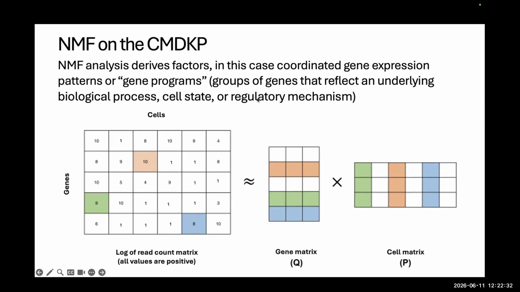On the CMDKP, we've done something very similar. In this case, NMF analysis derives the factors. Those are coordinated gene expression patterns, or what we call gene programs. Those are just groups of genes that reflect some sort of underlying biological process, cell state, or regulatory mechanism. Here we're starting with a matrix of genes by cells, simplify that down into a gene matrix and a cell matrix, and use that to infer the gene programs, or groups of genes that are relevant to some sort of biology within the data set.